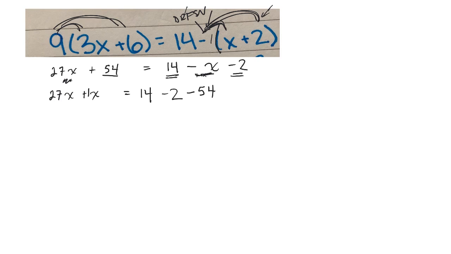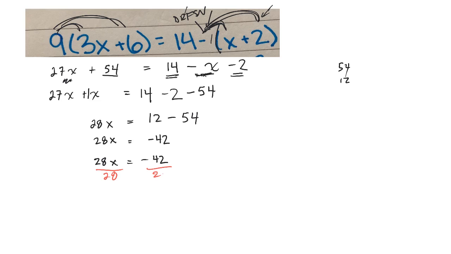Okay, 27x plus 1x would be a 28x, is equal to 14 take away 2 would be 12. And 12 minus 54, 42, I'm thinking. Is that right? 54 minus 12. Yeah, 42. And it'll be negative 42. So negative 42 is equal to 28x. Now I want to solve for x, so I'm going to have to divide both sides by 28. So I'll divide this side by 28 and this side by 28.